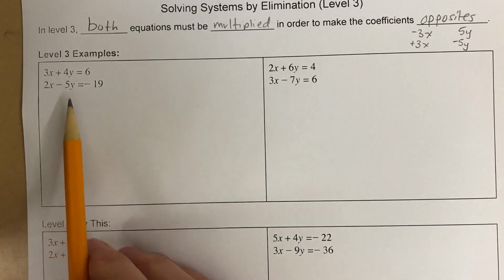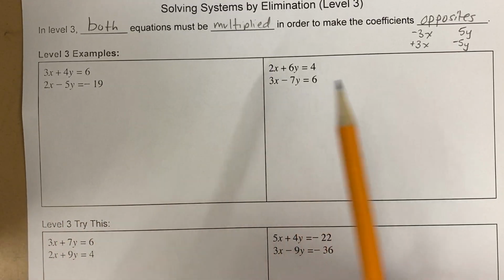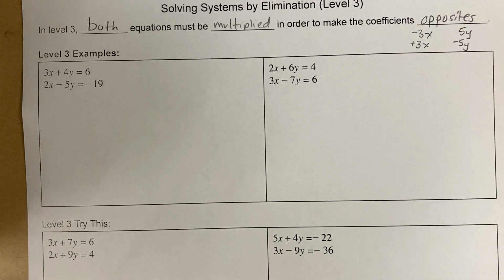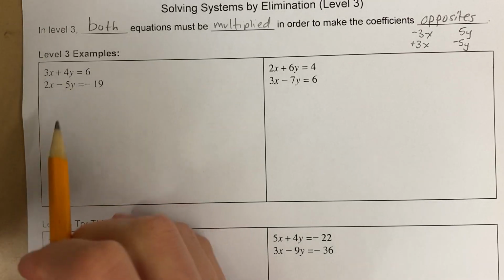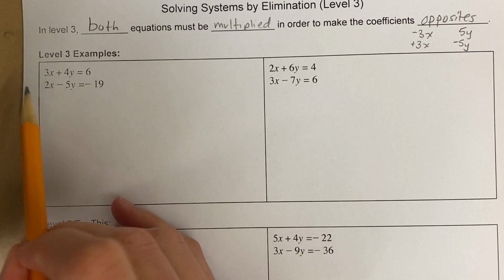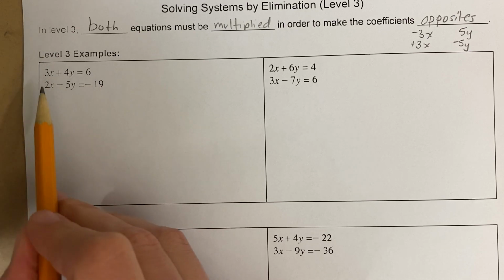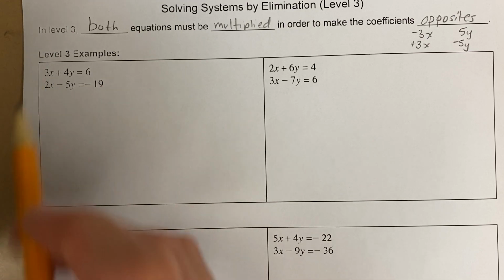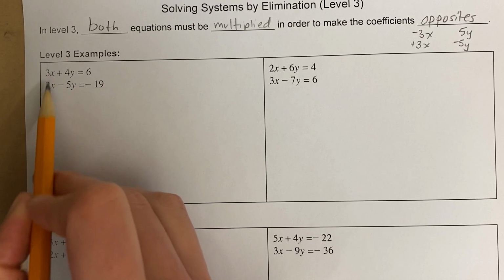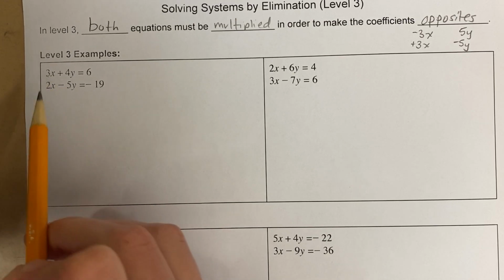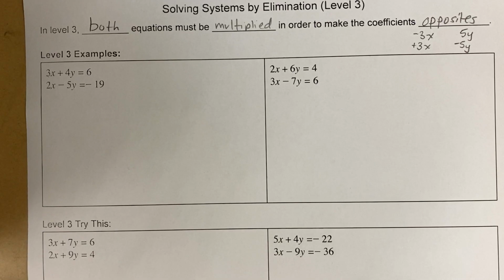Now, I'm going to take one approach over here, and a different approach over here, so you can see both approaches. But it turns out it doesn't really matter. Let's say I decide right now that I am going to eliminate the x. Okay, I want these to be opposites. Right now, it's a positive 3 and a positive 2, and I want them to be numbers that are opposites.